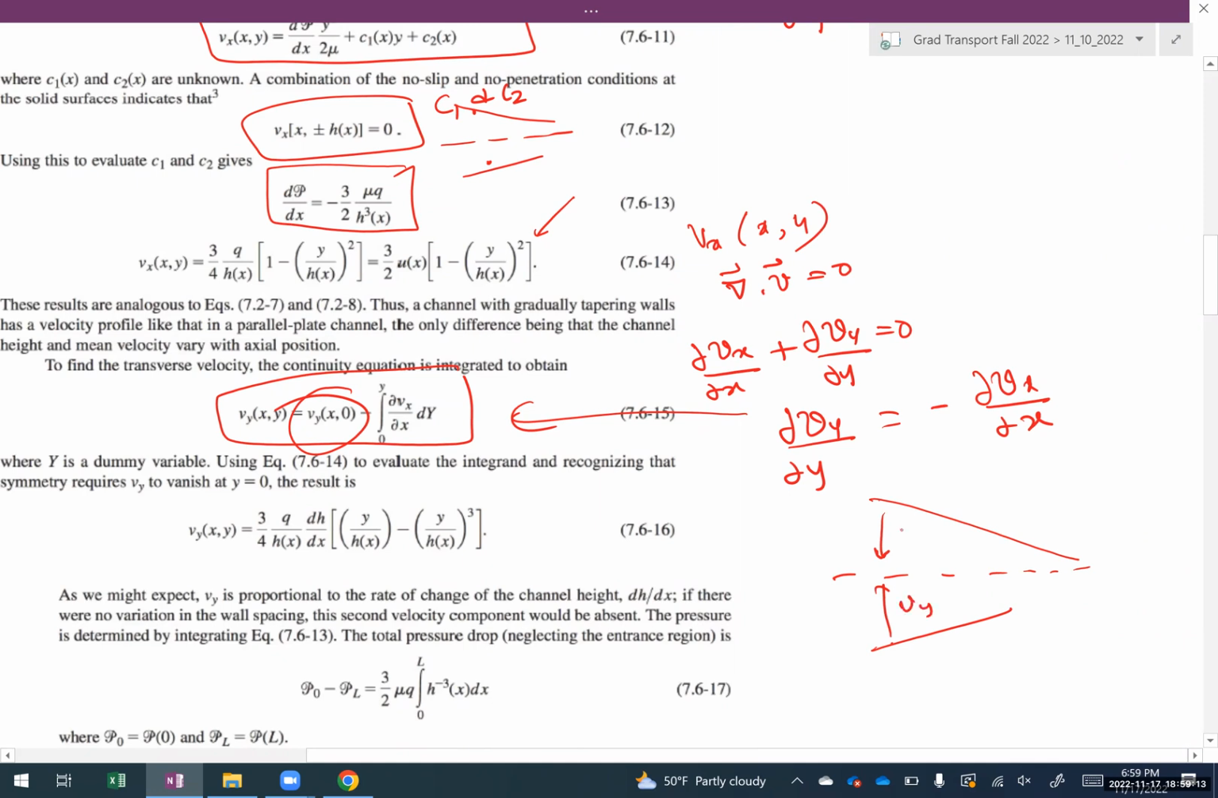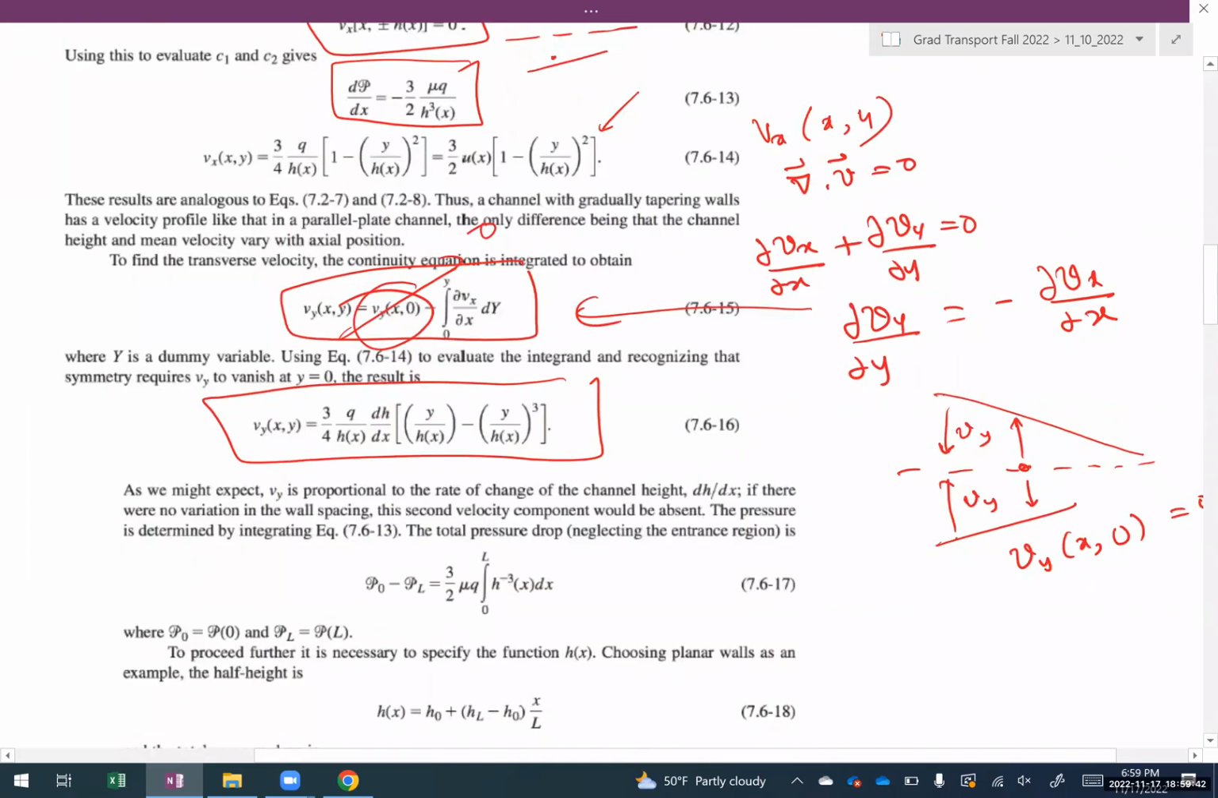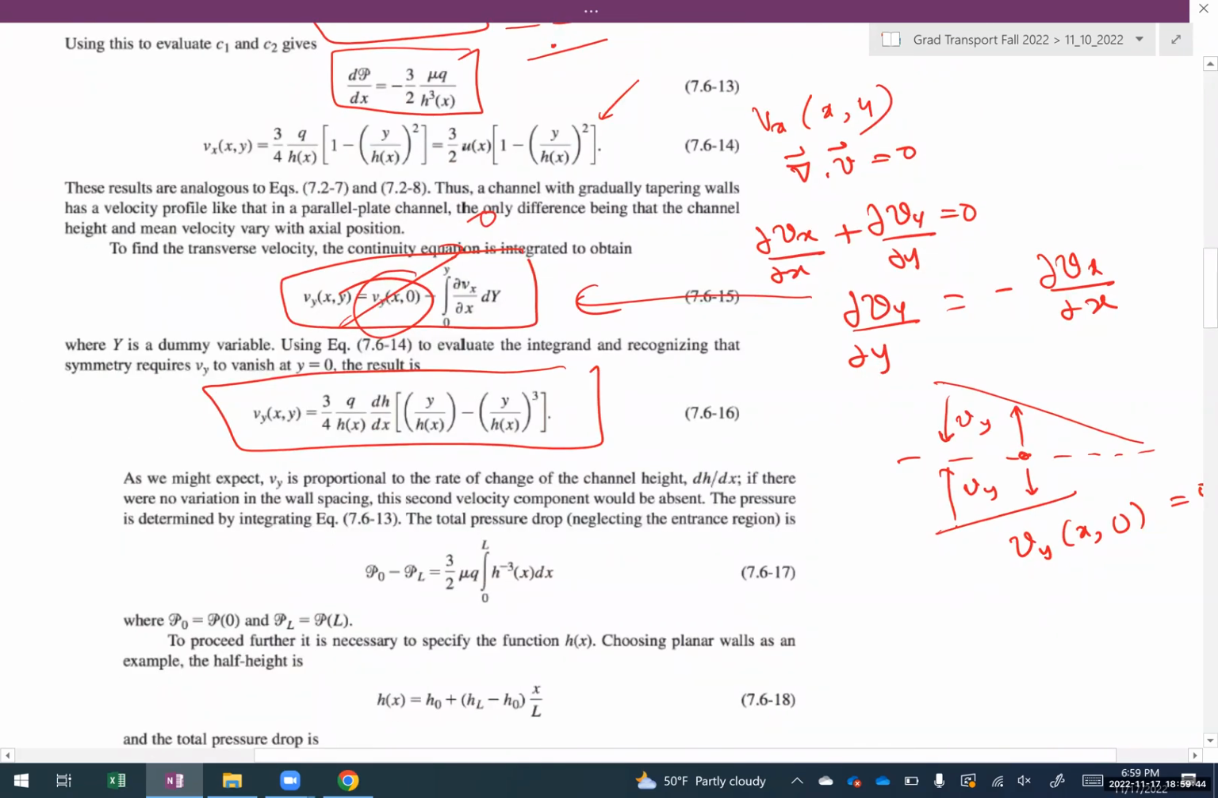So this is Vy. Vy can either be this way or this way. If it is symmetrical about the center line, then Vy at any x, at y equal to 0, which is the center line, has to be 0. So this value is 0. And this is the value of Vy at x comma y. It's all math. Please work out the math and convince yourself that this works out.